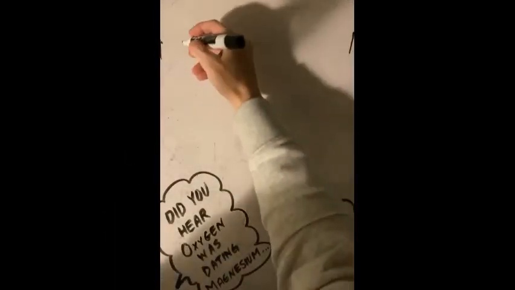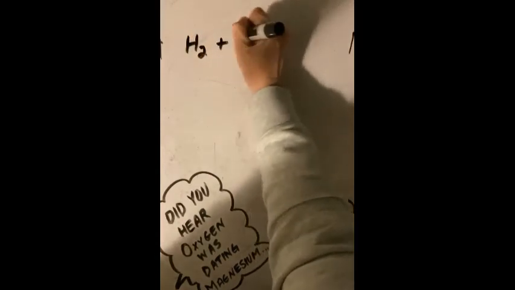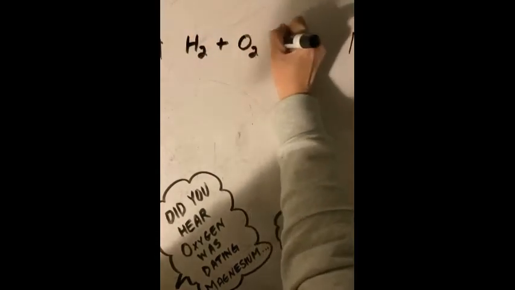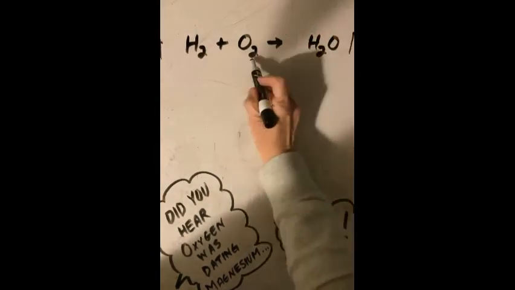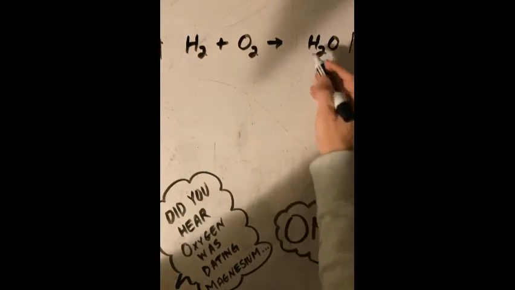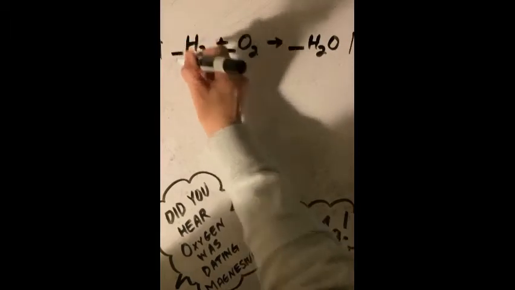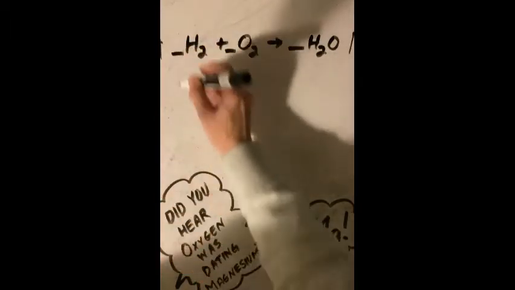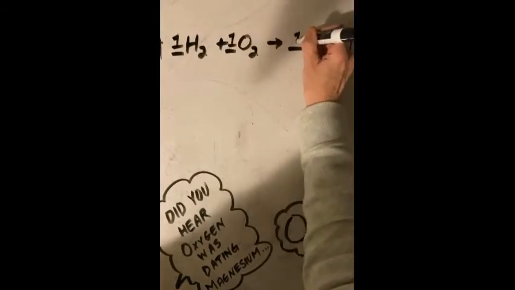Take a look at the reaction between hydrogen and oxygen to form water. Just for review, the little 2's are called subscripts. The numbers in front of the elements and the compounds are called coefficients. So let's say we have the number 1 in front of each of these.